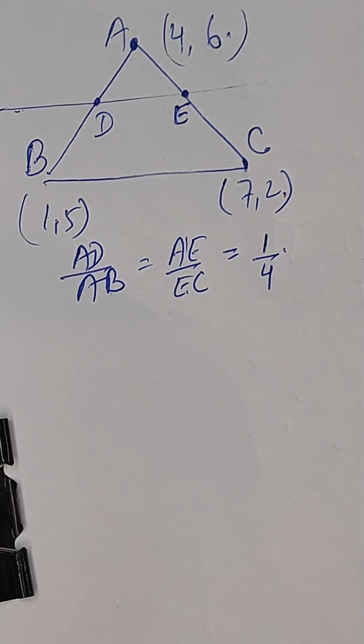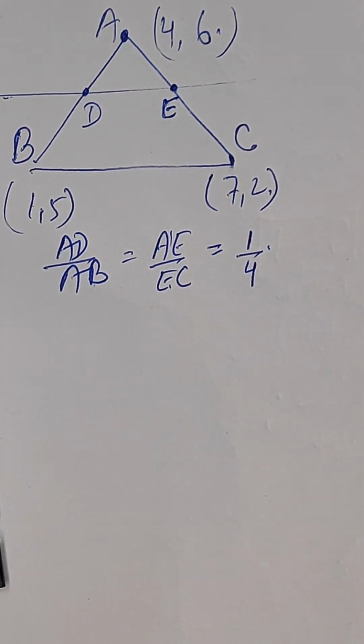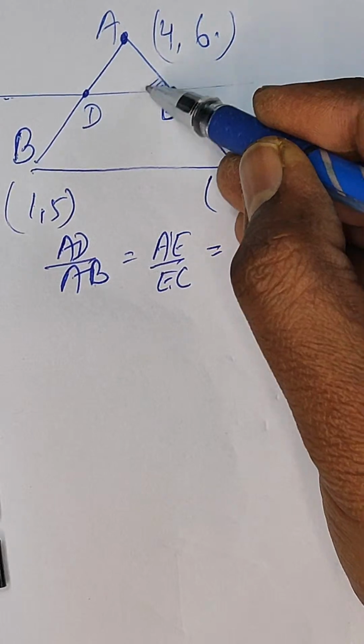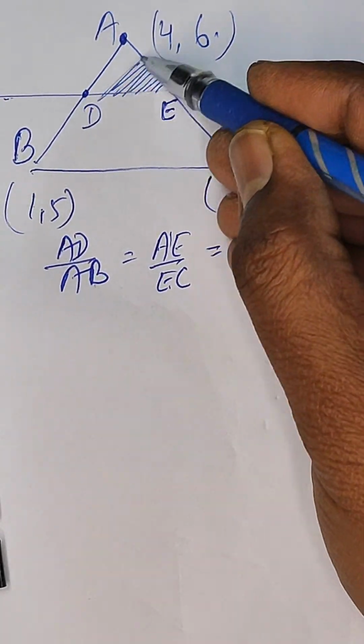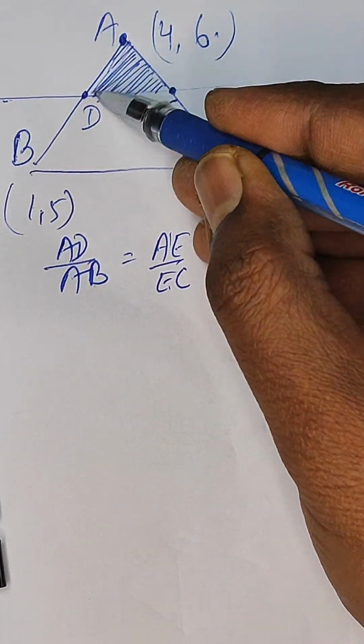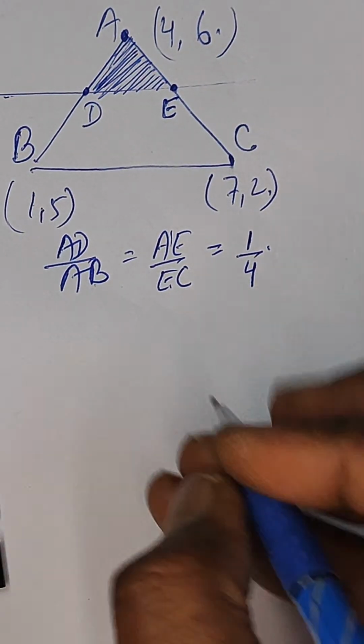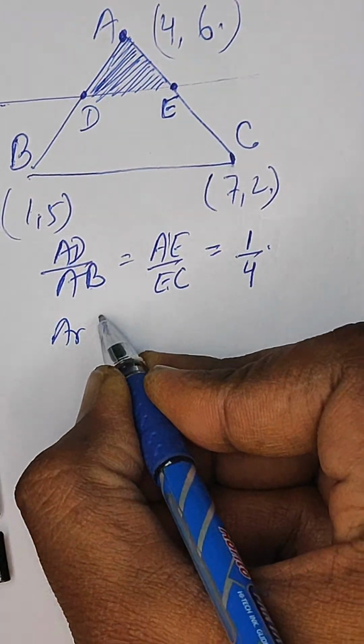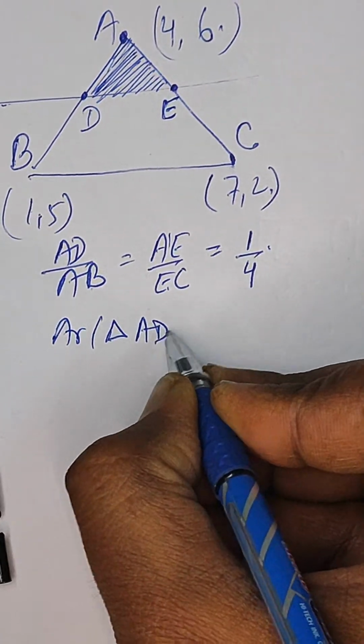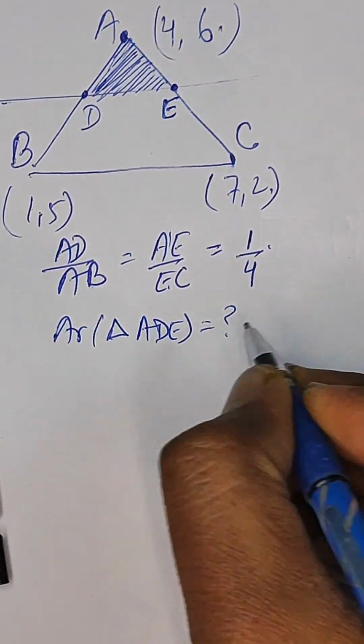So the question is that calculate the area of the triangle ADE. Area of this triangle needs to be calculated. Okay, just hold on, I am just explaining how to proceed. What is the area of the triangle ADE that needs to be calculated?